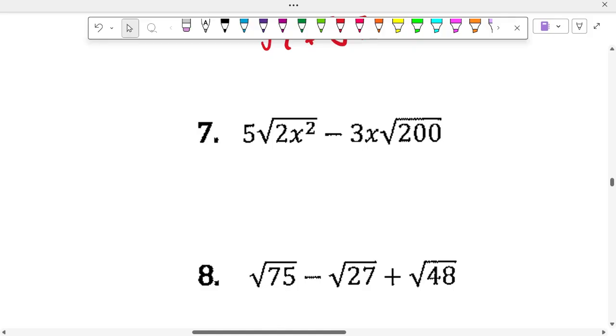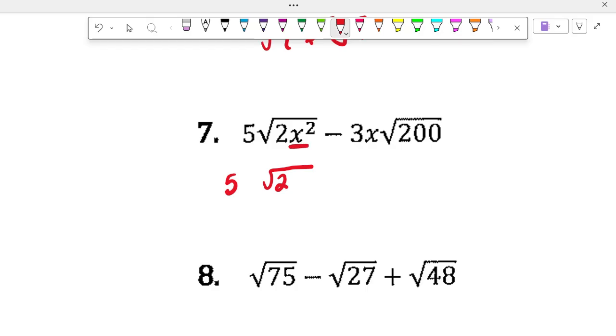Now, all right, number 7. Got to do a little legwork here. So first off, let's simplify these radicals. So if I look at the 2x squared, is the 2 going to simplify down any further? No. So we're going to keep that down there. Make sure you put the 5 on the outside. What about the x squared? Can I simplify that? Yeah, what's the square root of x squared? X. So I have 5x square root 2.